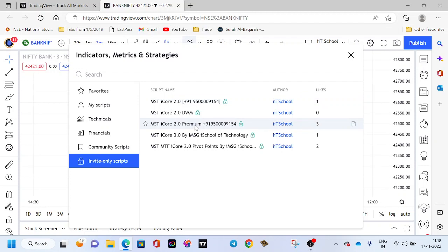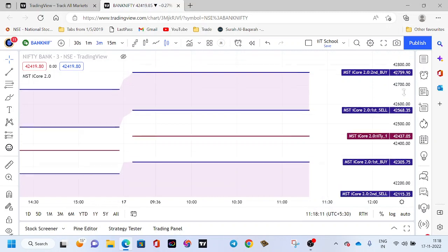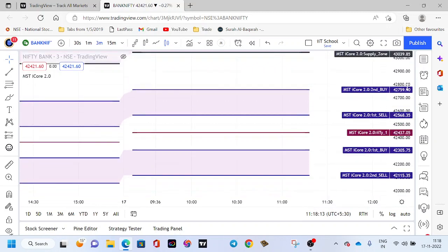Okay, now I am adding this indicator. Just one click is enough. Immediately our lines will be formed. So is it clear now?